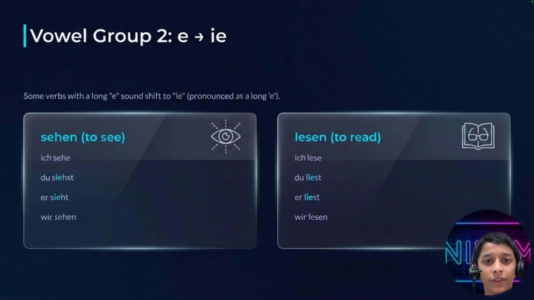Group 2. Verbs with a long E sound shift to IE, which is pronounced as a long E. The sound remains similar, but the spelling changes to reflect the shift. Sehen, to see. Ich sehe, du siehst, er sieht, wir sehen. Lesen, to read. Ich lese, du liest, er liest, wir lesen. The regular forms would be du sehst and du lesst. The shift to siehst and liest is what makes these strong verbs. Again, only du and er, sie, es are affected here.